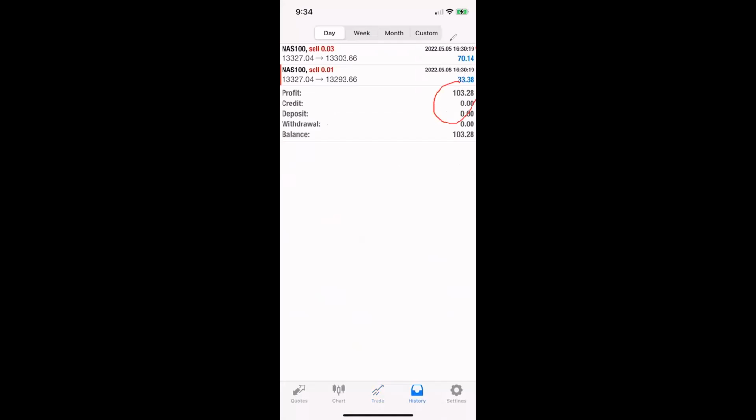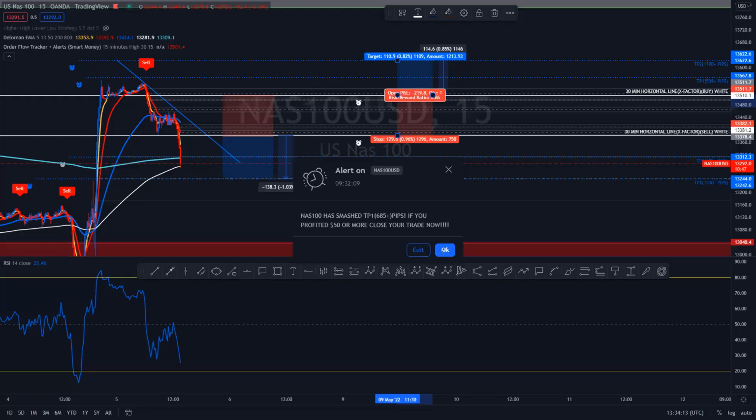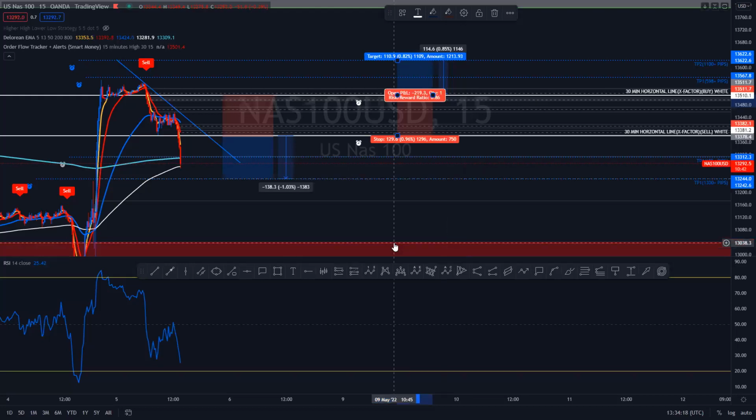$103 made today. Boom. In the 5 account. So we knock this out. Let's look at the charts and see what price did. Oh yeah, and I smashed my first take profit. I'll go ahead and take a screenshot of this. Oh yeah.